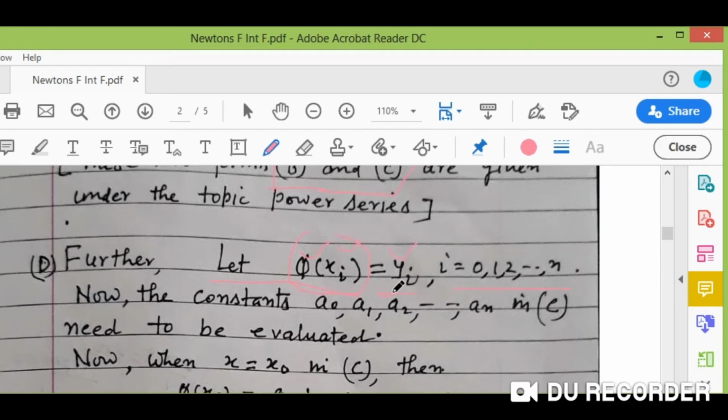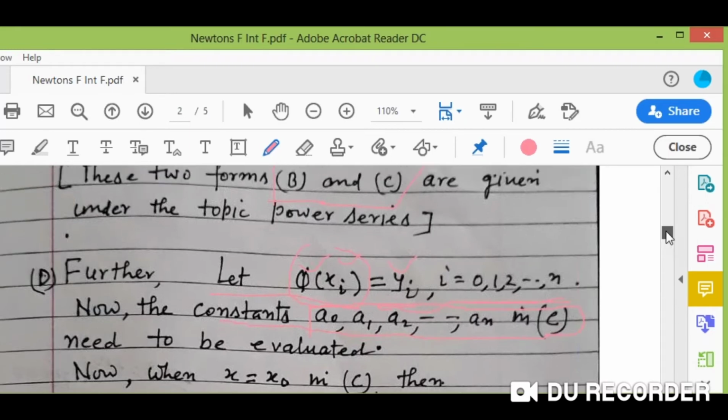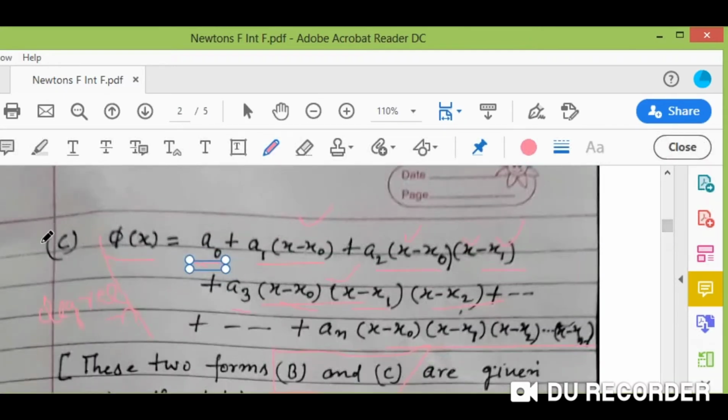This is approximating the value of y. Similarly, this will approximate the value of y as per the nature considered for the approximation of the function. Now the question arises: how to evaluate or compute the values of a0, a1, a2 and an in C? So what is C? C is this one.